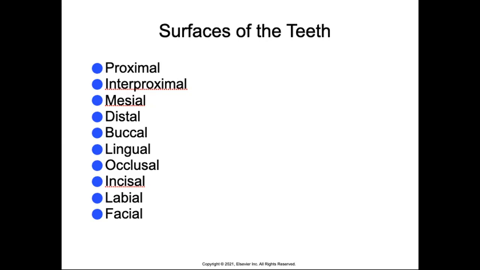Distal refers to the proximal surface that faces away from the midline. So let's talk about the canine, for example. The canine has 2 interproximal surfaces, right? We have one in front of the canine and one in back of the canine. Well, the proximal surface in front of the canine is known as mesial. The proximal surface behind the canine is known as distal. And this can be true of any tooth in the mouth.